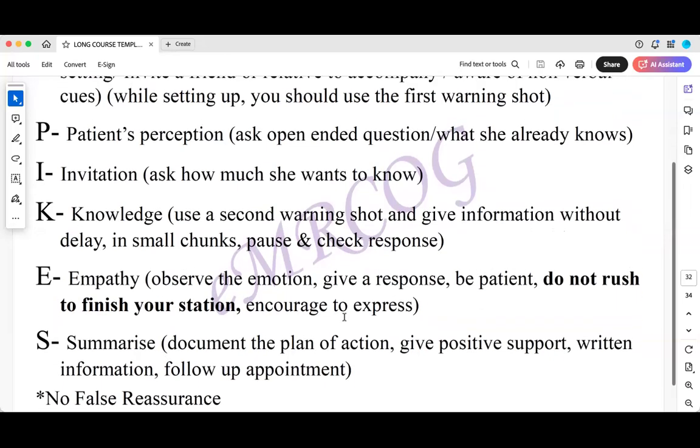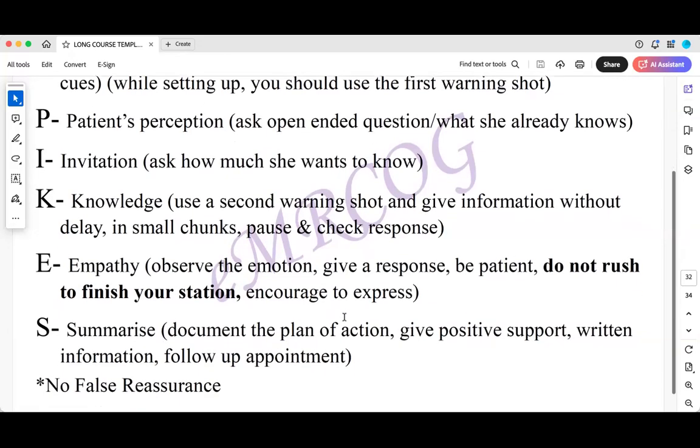Show the empathy. That's very important, okay? And don't rush to finish the station in a breaking bad news, okay? The most important thing is that you build the communication and you show the support and the empathy to the patient, okay? And give her an idea about what is next in her management, okay? So this is a very important aim of the station of breaking bad news.